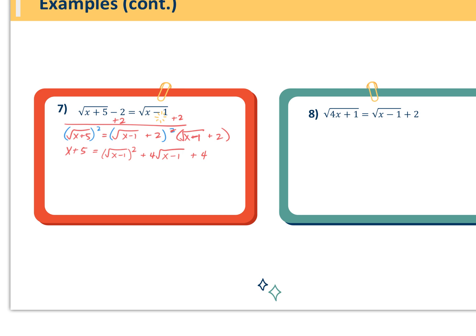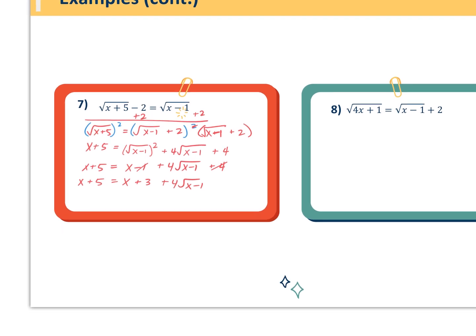So again, let me clean this out just a little bit. I'm going to get x plus 5 equals, square root of x minus 1 squared is just x minus 1, plus 4 times the radical x minus 1, plus 4. And again, here I'm going to combine the minus 1 and the plus 4 to give me plus 3, plus 4 times the square root of x minus 1.